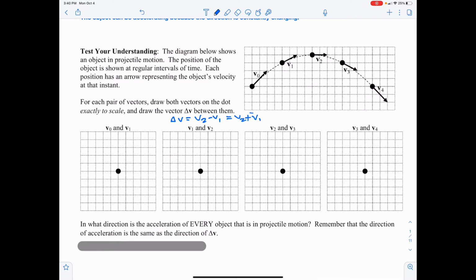So I'm going to show you kind of a longer way to do this, and then I'm going to show you a nice little shortcut. And go ahead and try to apply the shortcut when you attempt this on your own. Okay, how do we draw these to scale? Well, you can see the velocity vectors are mapped out here in this diagram.